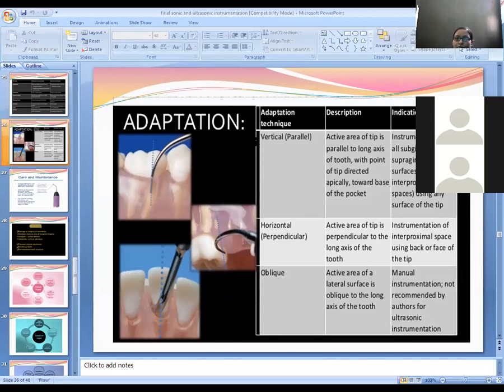The adaptation: the vertical or the parallel adaptation is used for the instrumentation of all the subgingival and supragingival surfaces, exploring the interproximal spaces within the hemisurface of the teeth. The horizontal or the perpendicular is used for the instrumentation of the interproximal surfaces or using the back of the face of it. This requires manual instrumentation, not recommended by authors of the ultrasonic instrumentation.